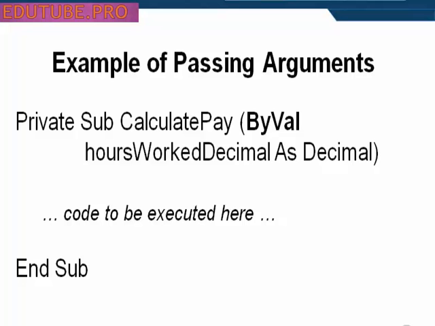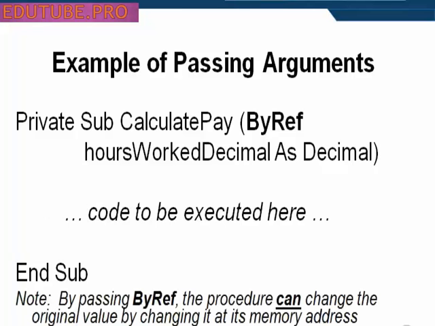Here's an example of passing a variable by value using a procedure called CalculatePay. You'll notice the subheader is called CalculatePay. Within the parentheses, instead of being empty as we've seen in the past, we are passing a variable called hoursWorkedDecimal. You'll note this variable is of type decimal, but the key here is that we're passing this by value. This means that the receiving function will be able to perform any operation on the hoursWorkedDecimal, but it will not change the original value that was passed to it.